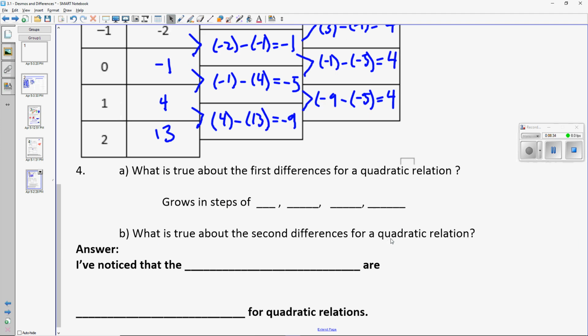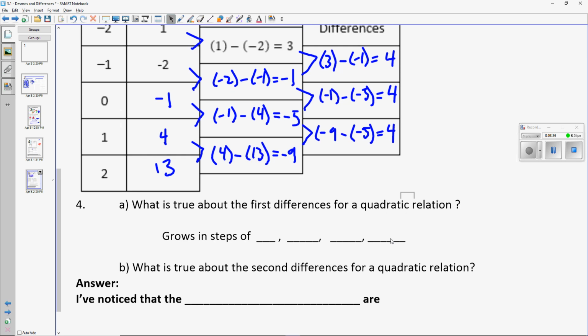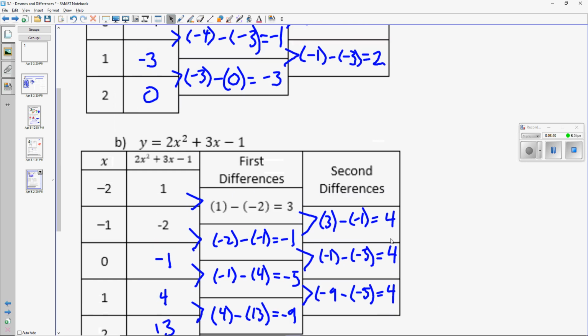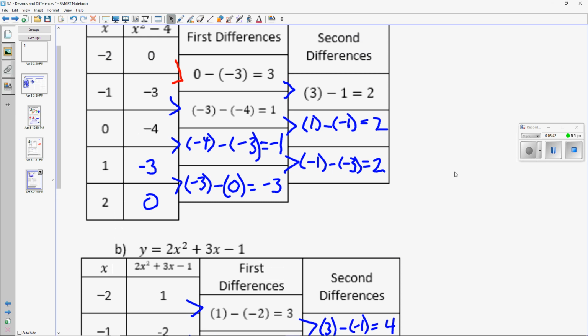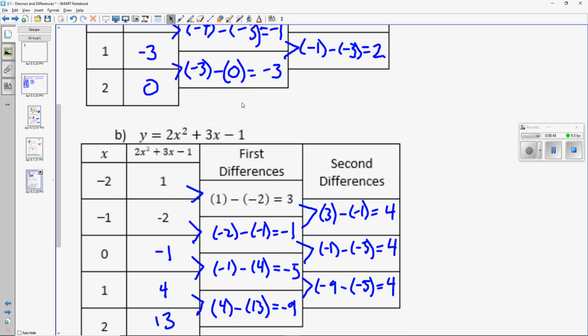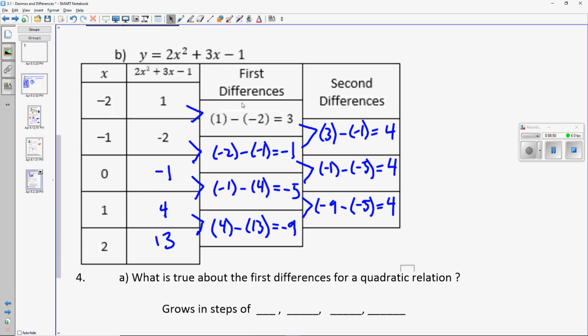So what this tells us is that if it's a quadratic, i.e. its maximum power on the x term is x squared, then our second differences will be the same.